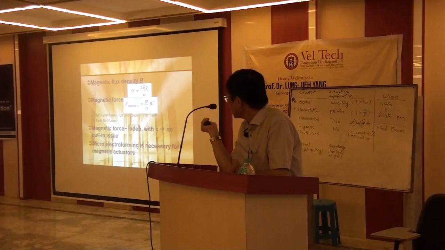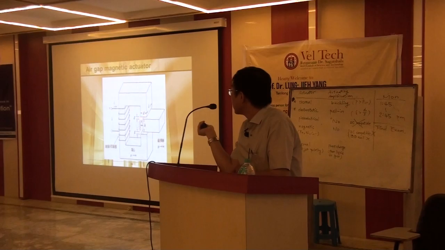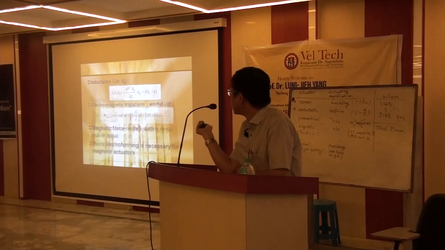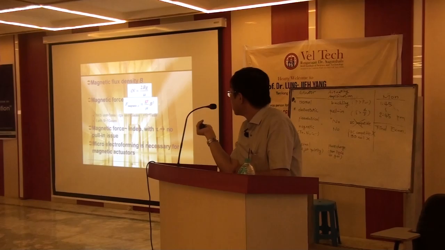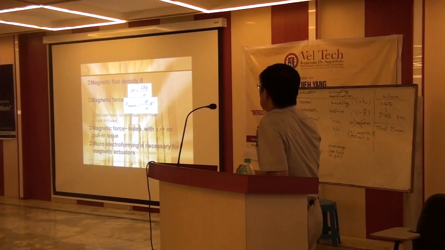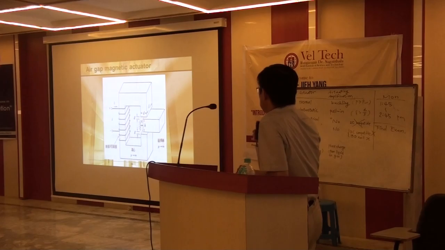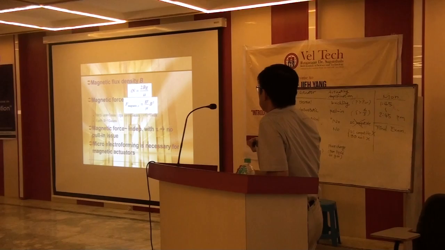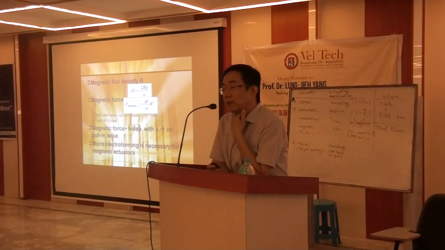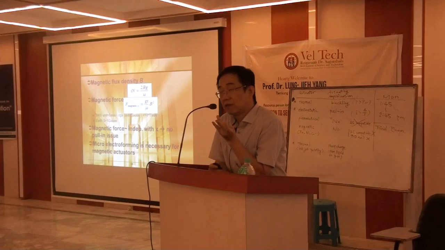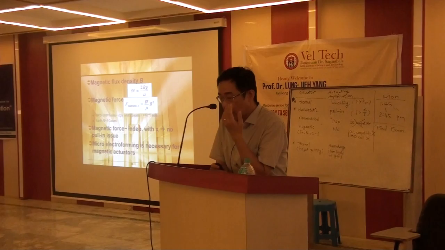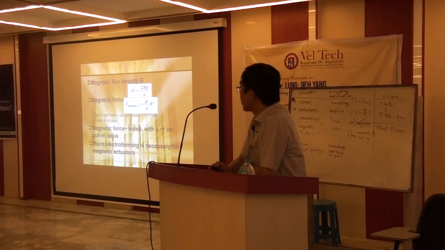proportional to G and T. G is what? G is the gap, the air gap. And reversely proportional to... also proportional to T, the thickness of your core. The magnetic flux density B is a very common unit we use to describe a magnet, right? How large the magnet is, its strength, we describe in terms of the magnetic flux density B.